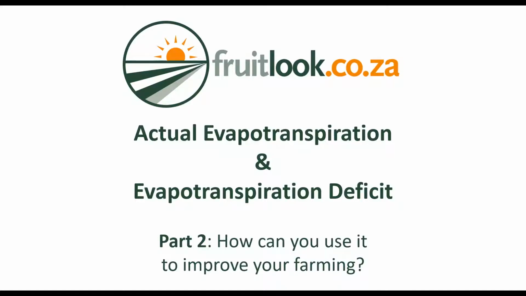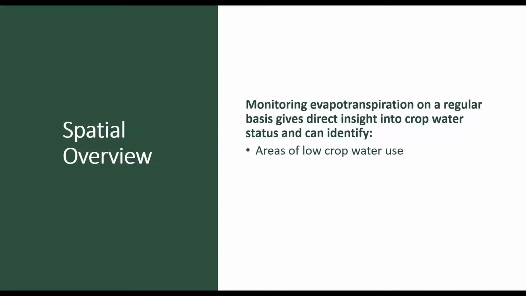In part 2 of evapotranspiration, we will look at how you can use it to improve your farming. We will discuss a spatial and a temporal example. Monitoring evapotranspiration on a regular basis gives direct insight into crop water status.